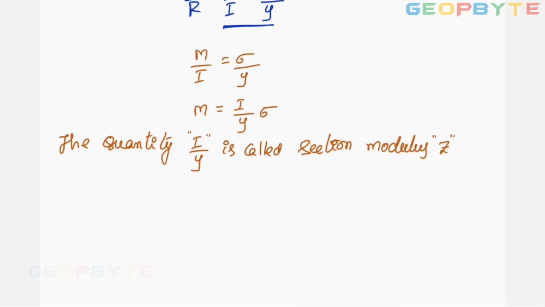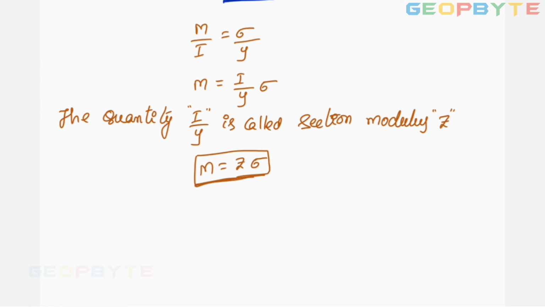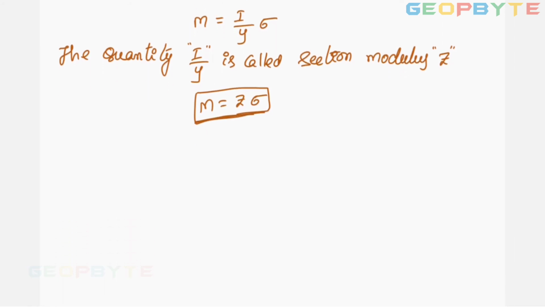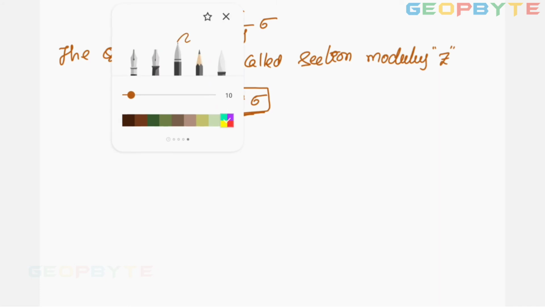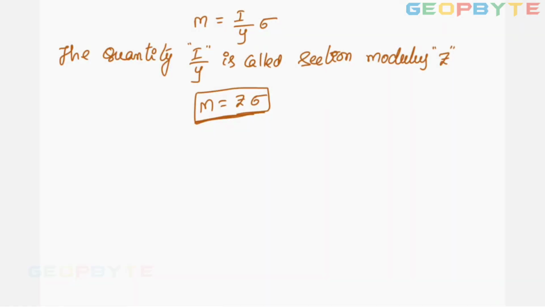Therefore, the bending moment M equal to section modulus Z times the bending stress. This is a very important relation. Here M is the bending moment, Z equal to section modulus, and sigma equal to bending stress. Now let us find the section modulus for different standard sections.